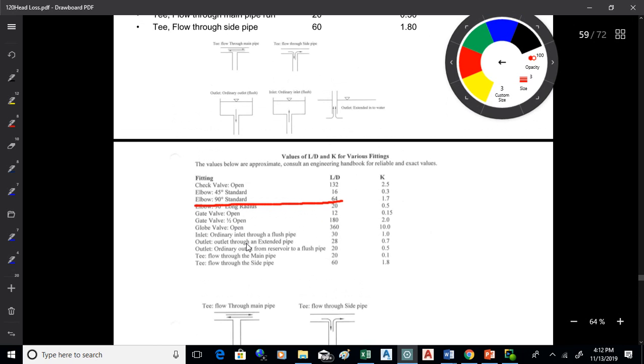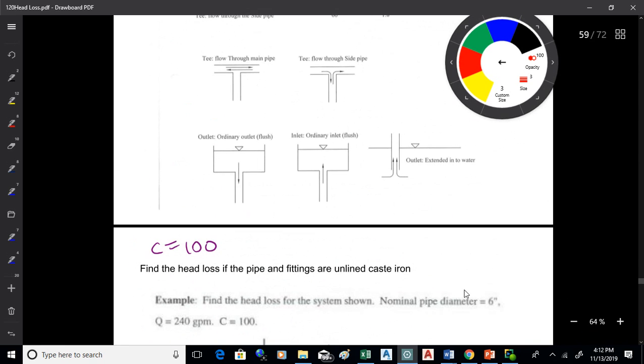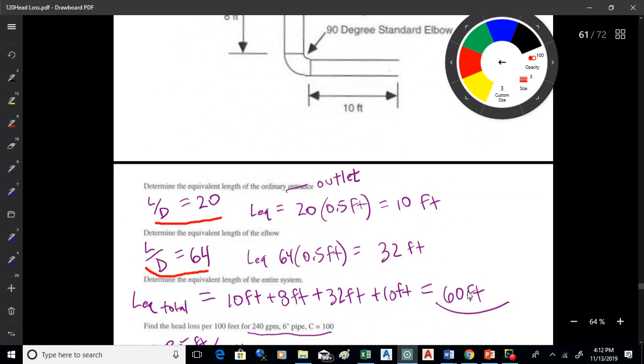L over D is 64. And then we have the ordinary outlet, which has an L over D of 20. Okay, so that's 64 and 20. 20 for the outlet, 64 for the elbow. Now we got 6-inch pipe, which is a diameter of half a foot. So we would take L over D, 20, times half a foot, and we'd get 10 feet. That's for the ordinary outlet. So the deal here is that an ordinary outlet has the same head loss as 10 feet of pipe.